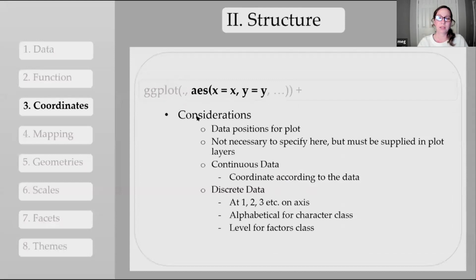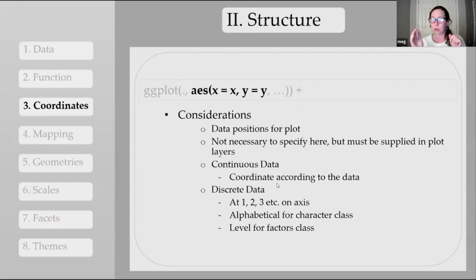So considerations with this is we want to think about the data positions for the plot. Where do you want your X? Where do you want your Y? It's not always necessary to specify this aesthetics here, but it has to be supplied somewhere in your geom layers. If you have continuous data or discrete data, it's going to set your axes on different scales.